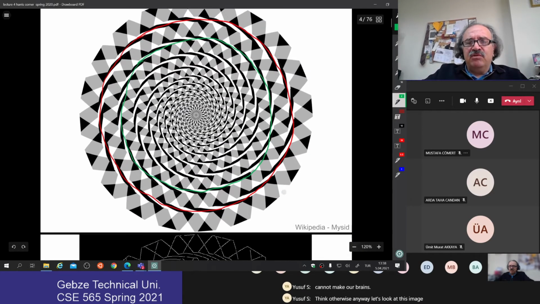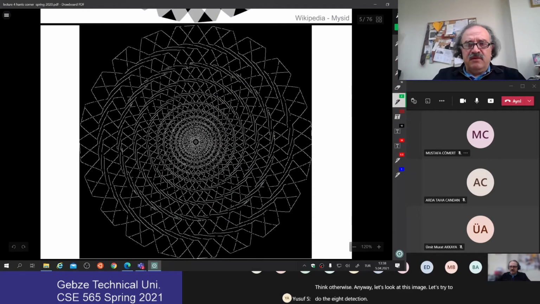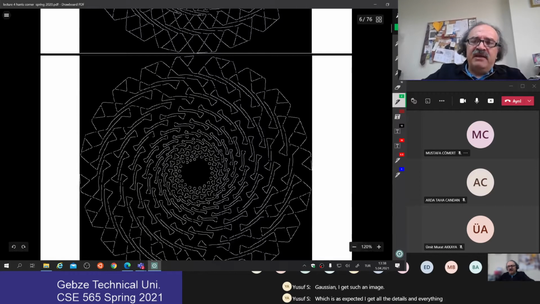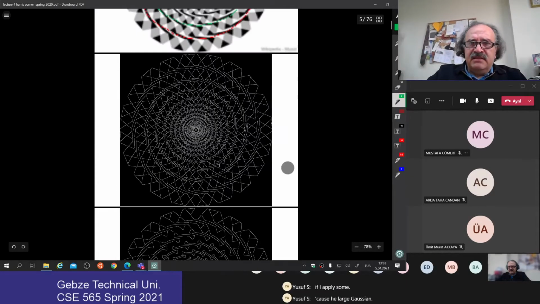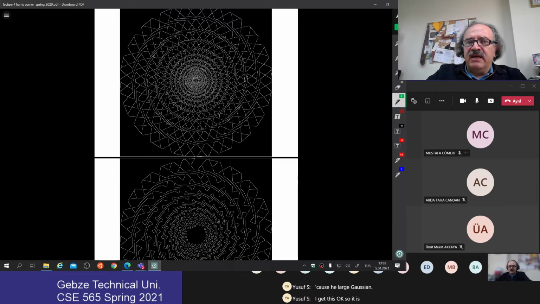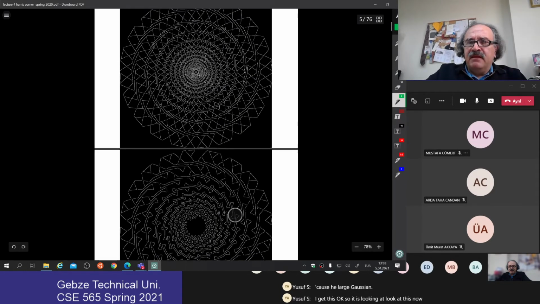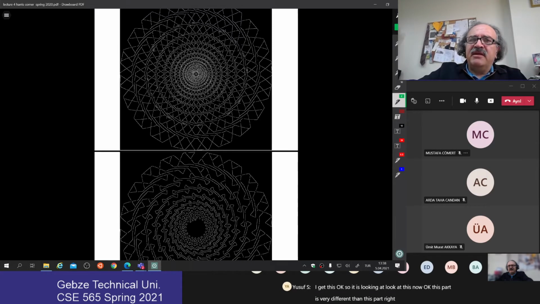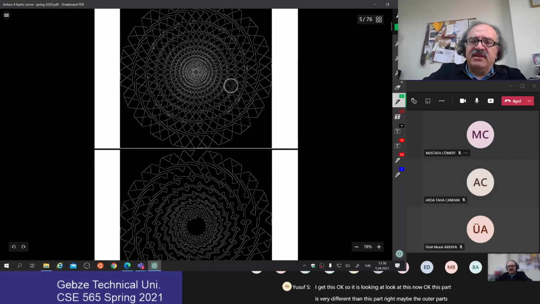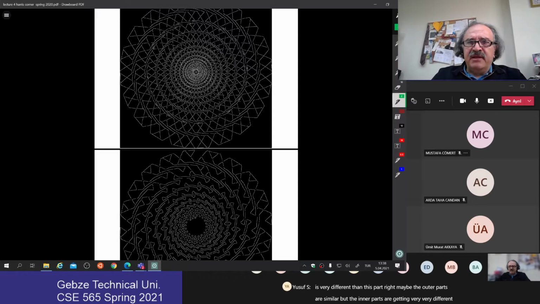Let's try to do the edge detection. Okay, if I do the edge detection without applying a very large Gaussian, I get such an image, which is as expected. I get all the details and everything. But if I apply some large Gaussian, I get this. Okay, look at this now. This part is very different than this part, right? Maybe the outer parts are similar, but the inner parts are getting very, very different. Why? Because the inner parts have lots of details.